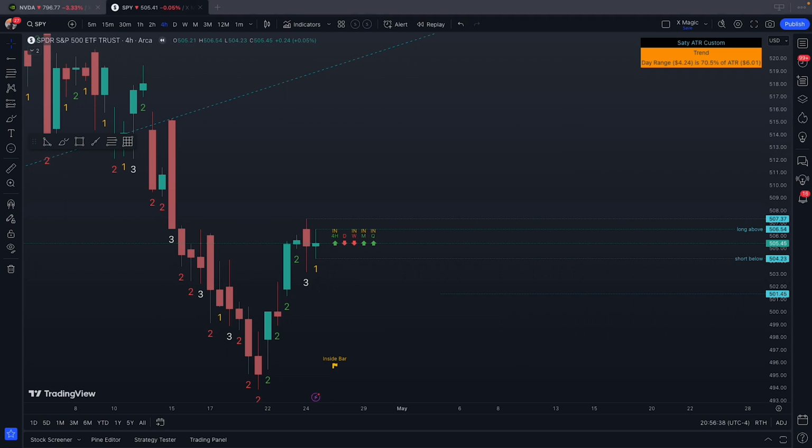Let's go back into here. In this case, we would just wait for that next candle to break the higher low, and then we'll get into that trade.